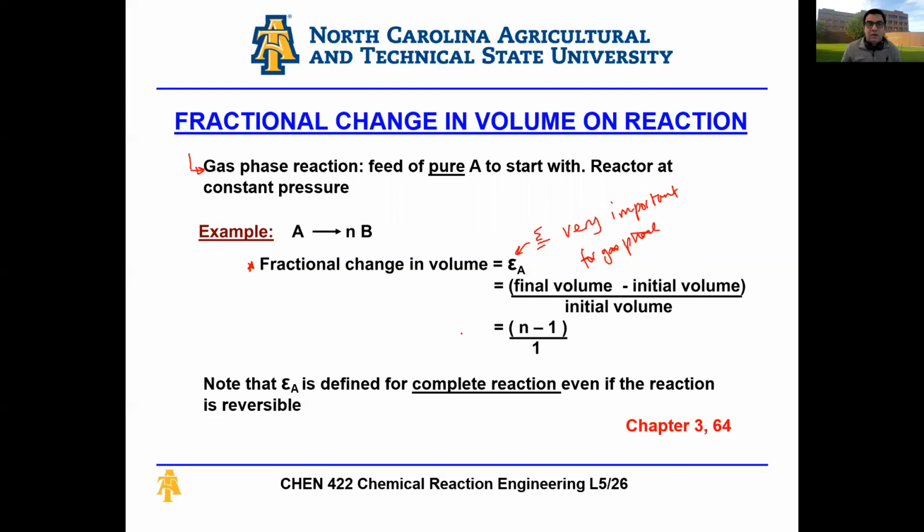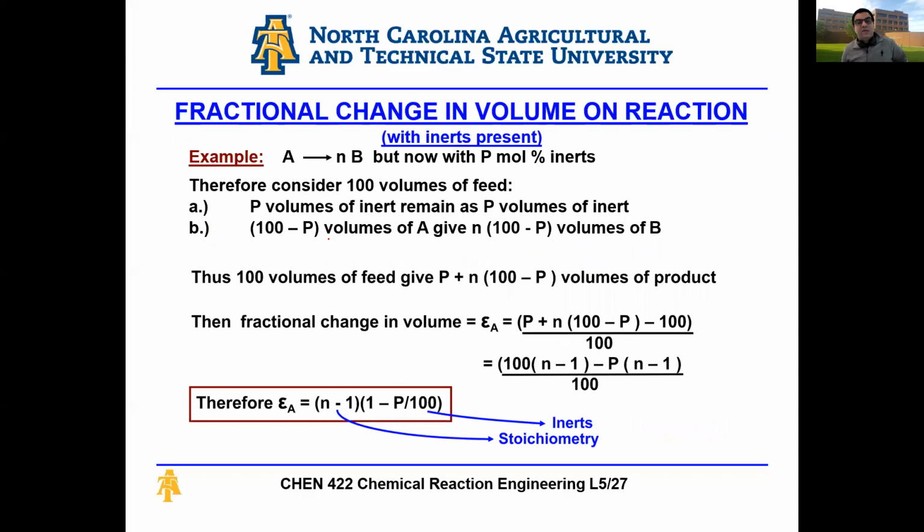Because I could have maybe hydrogen and nitrogen coming in, two gases, very large volume, they react, they make ammonia, a gas, and the volume decreases. So the mass flow rate is the same, but the volumetric flow rate changed significantly. And this is called fractional change in volume, and you need to note that epsilon, or the fractional change in volume, is defined even for complete reactions. And even if the reaction is reversible, you would have a fractional change of volume, which you need to acknowledge. Let's have a look at a quick example.